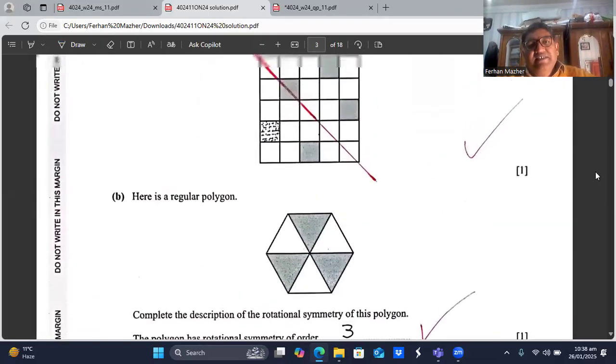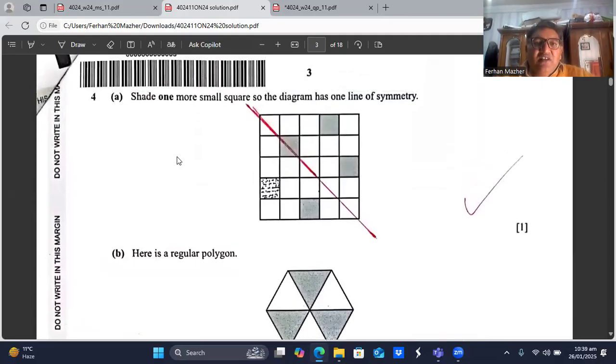This is how this is done. I will shade this triangle. Now you can see this is the line of symmetry. When you fold these two parts, the colored parts will come over the colored parts, and the white parts will come over the white part.